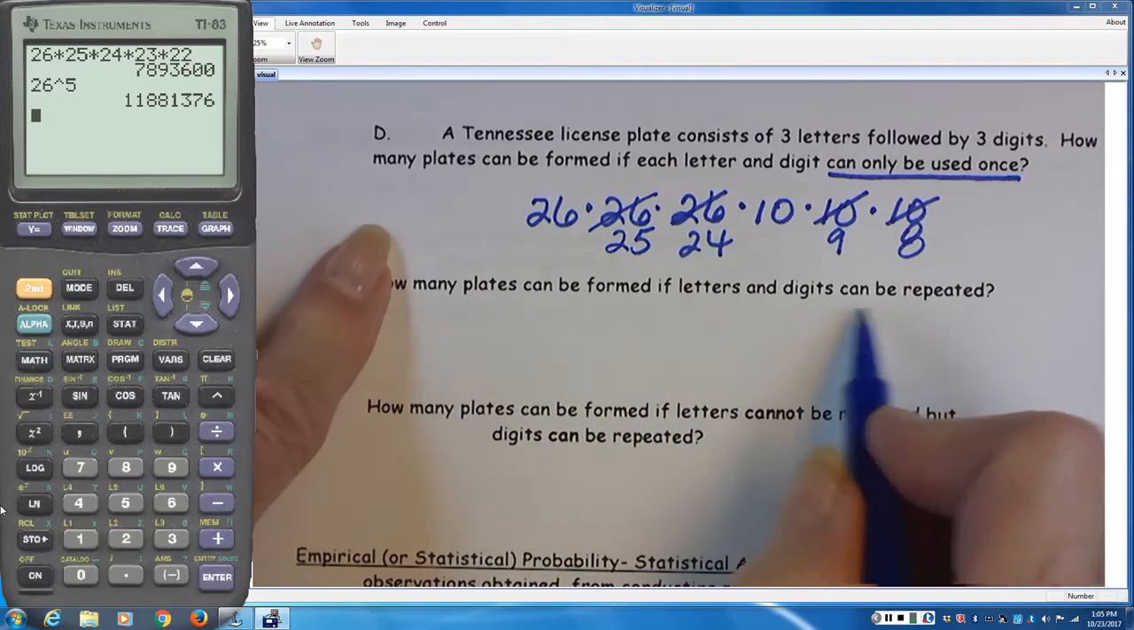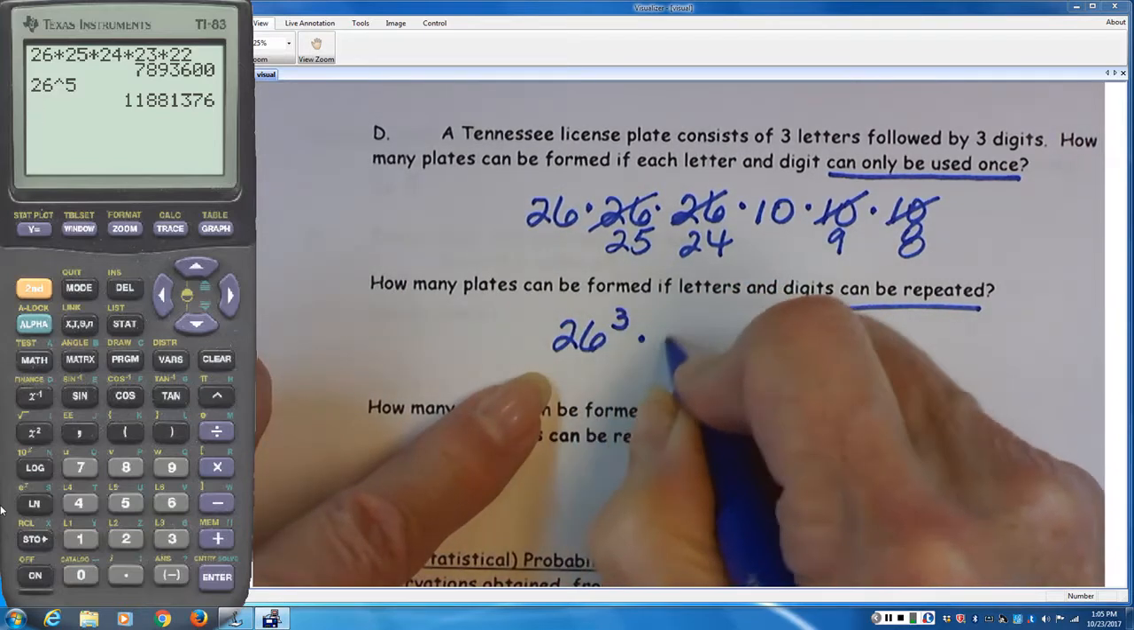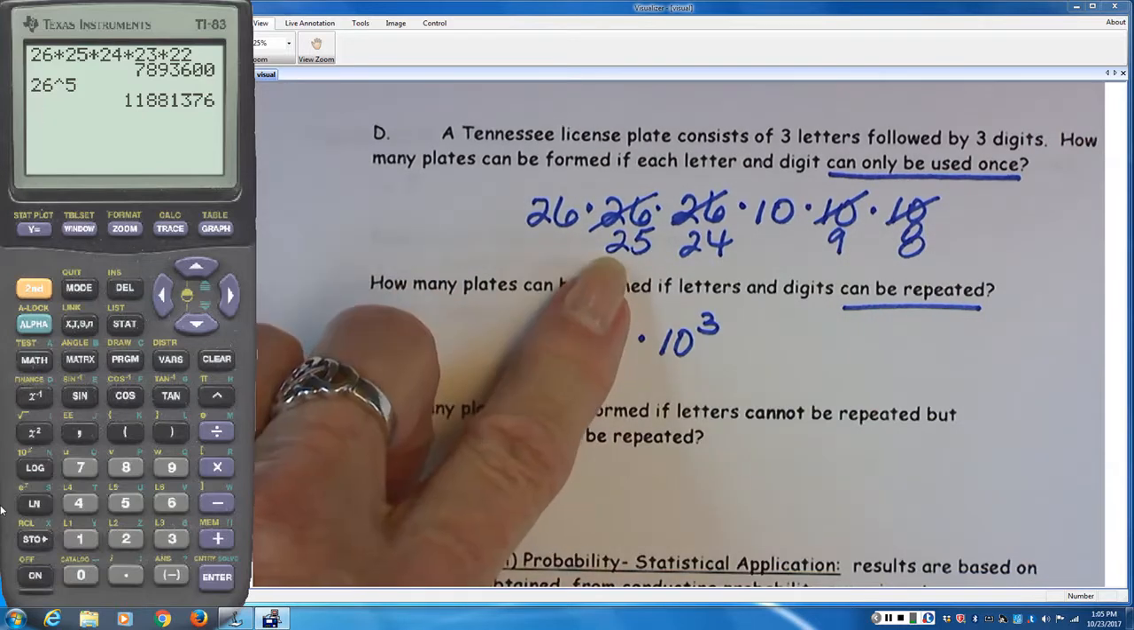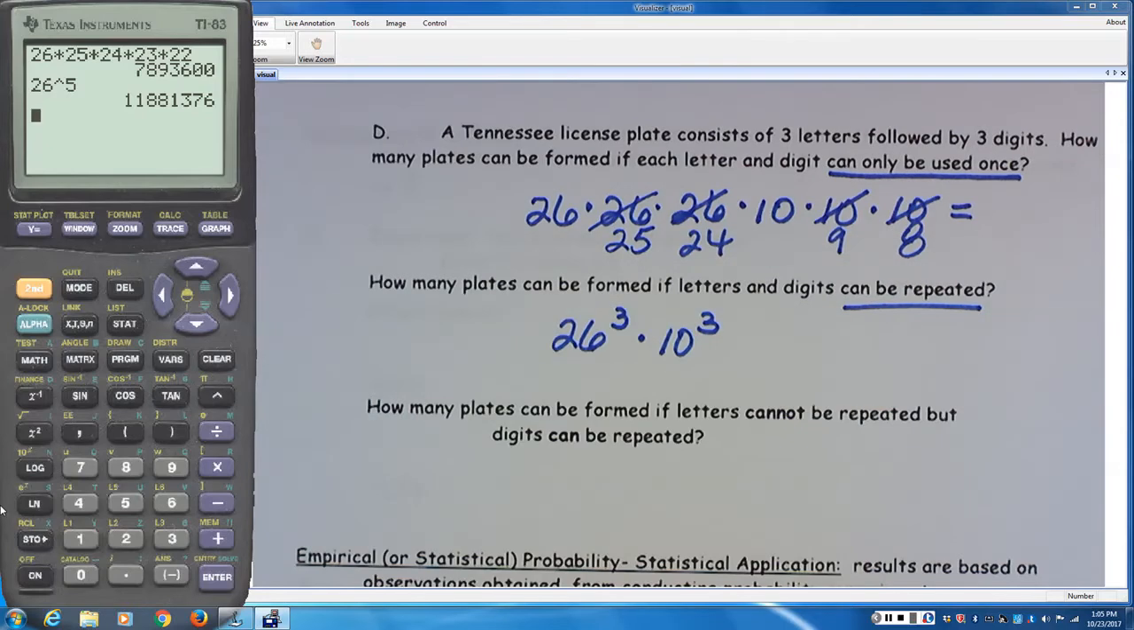So if they could be repeated, it's 26 to the third power times 10 to the third power, because those would all be possible. But when you can't repeat, then you have to take that into account on your subsequent choices. So for the first one, we have 26 times 25 times 24 times 10 times 9 times 8. So we would have 11,232,000.